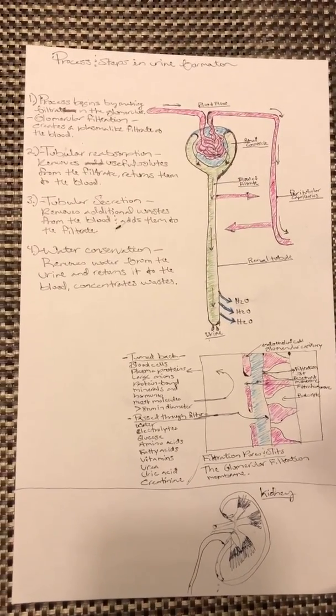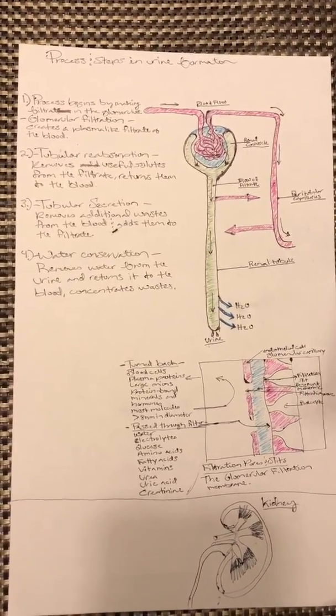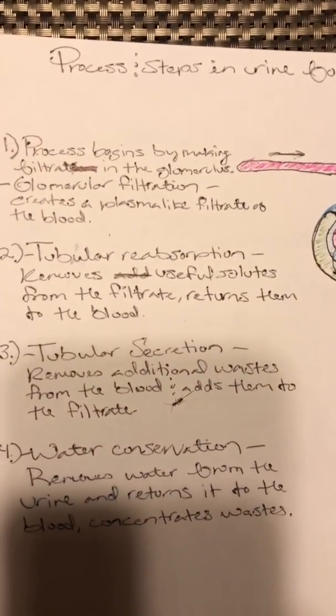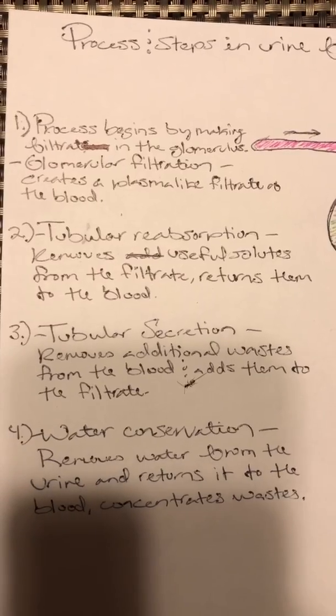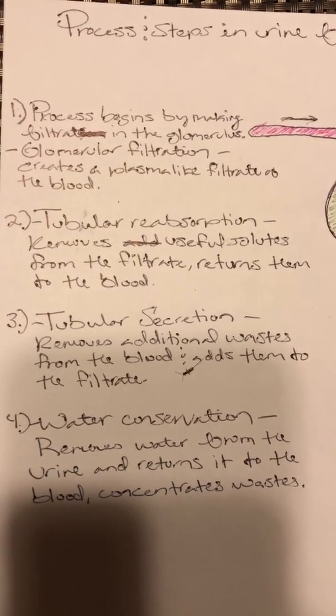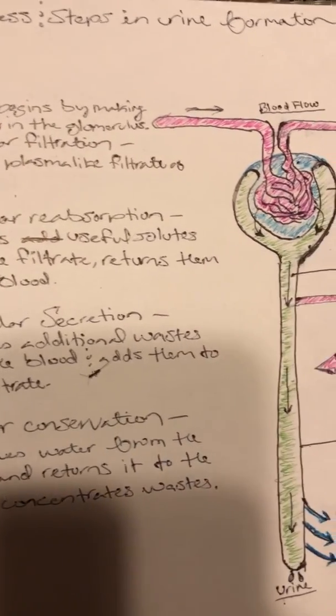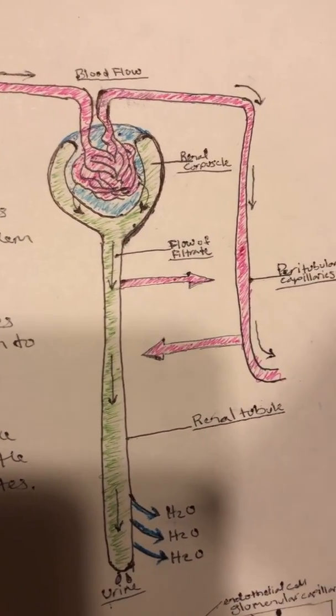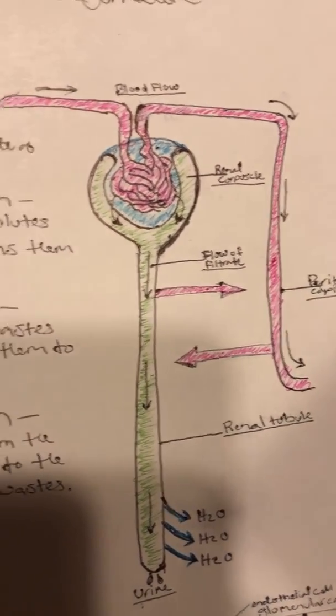We're going to do a short video on the process and steps in urine formation. The first step is going to be the glomerular filtration. The process begins by filtration. The fluid is forced under pressure by the afferent arterioles. With increased blood pressure, the particles are pushed out and pushed through the filtration membrane.